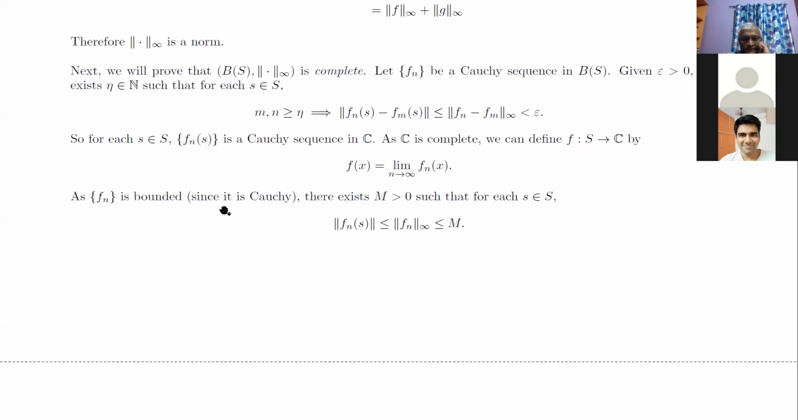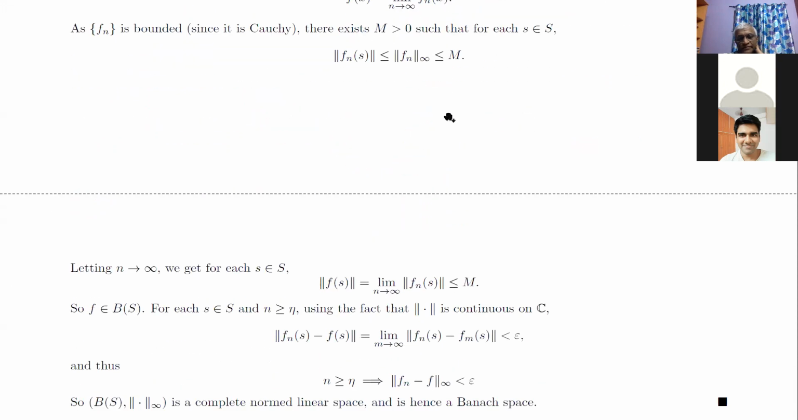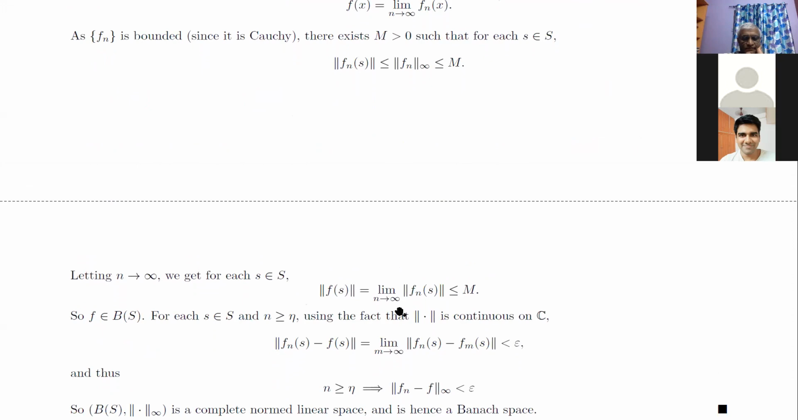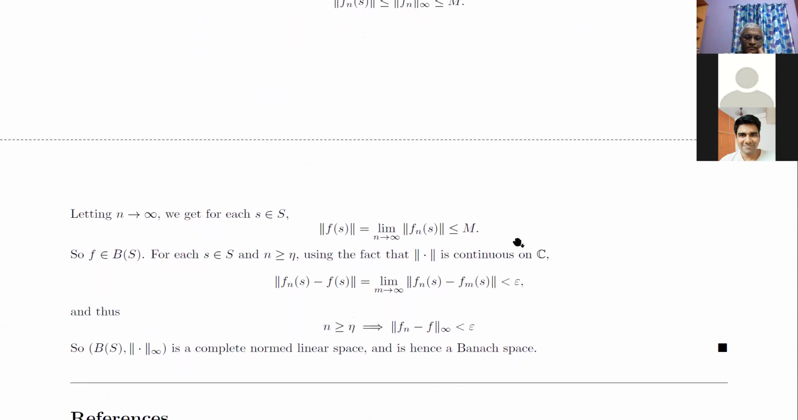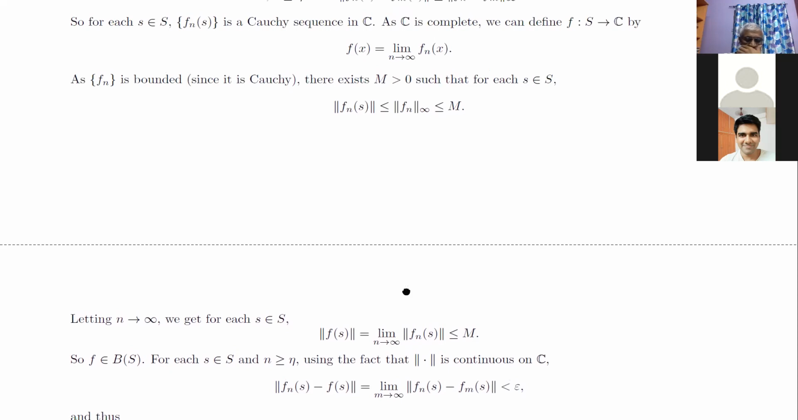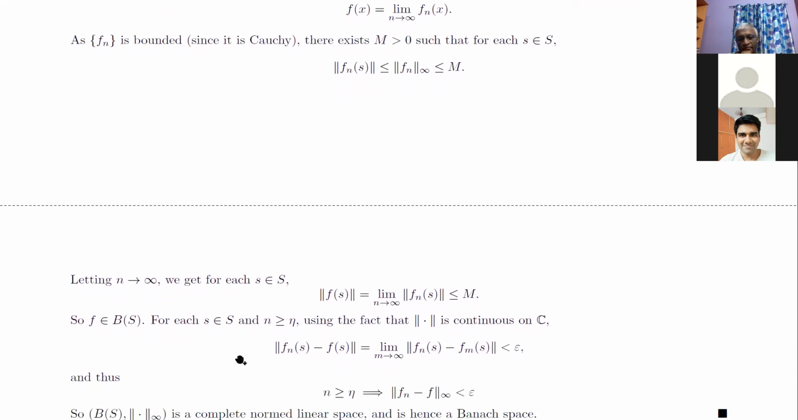And as every Cauchy sequence is bounded, there exists some positive real number m such that for every s in S, the norm of fn of s is less than the infinity norm of fn, which is obviously less than or equal to m. And so finally, letting n tend to infinity, we get that the norm of f of s, which is the limit as n tends to infinity of the norm of fn of s, is also less than or equal to m. So the function f, which we had defined using the completeness property of C, is in fact a bounded function.